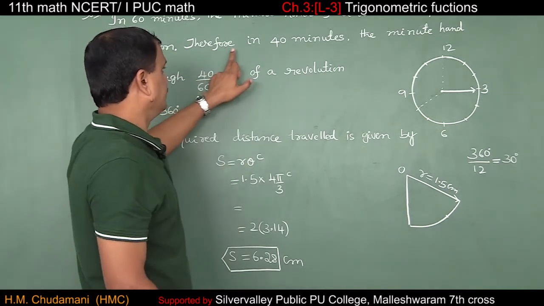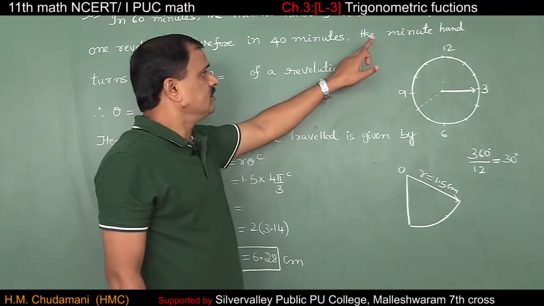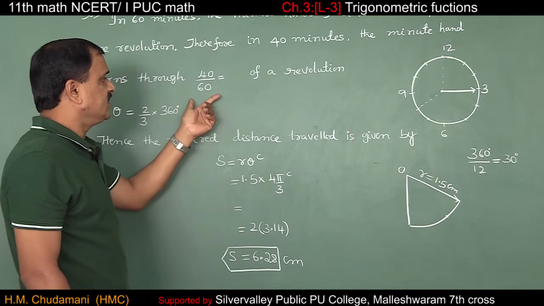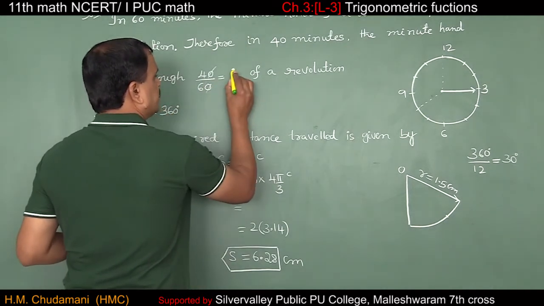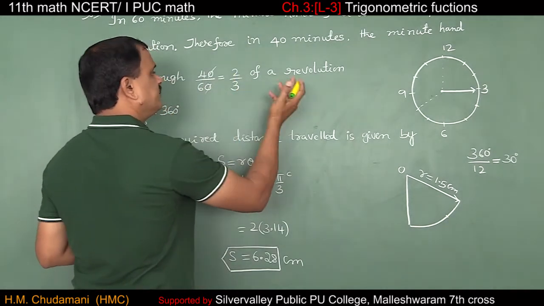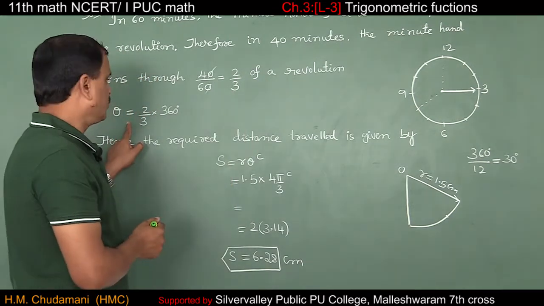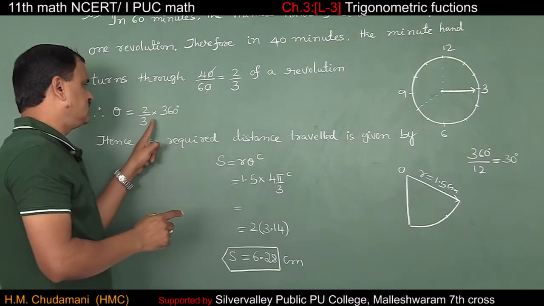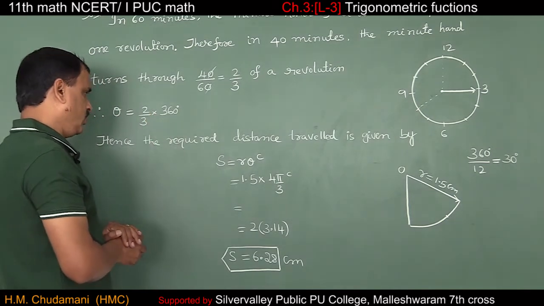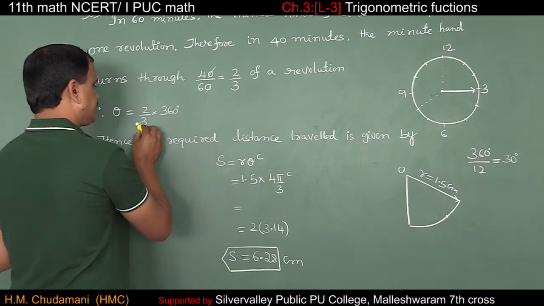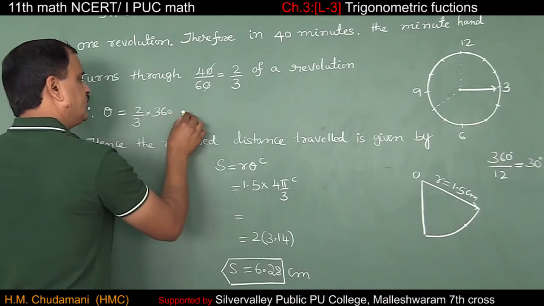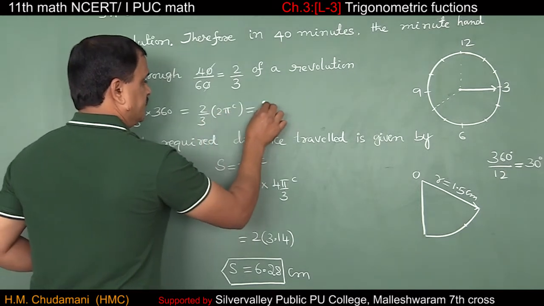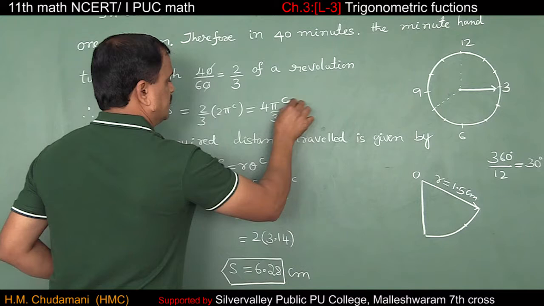Therefore, in 40 minutes, the minute hand turns through an angle 40 divided by 60, that is 2 divided by 3 of a revolution. So theta: 1 complete revolution means 360 degree, so 2 by 3 revolution means 2 by 3 into 360 degree. Let me simplify this. I want to write this in radian: 360 degree is 2 pi radian. So that is 4 pi by 3.